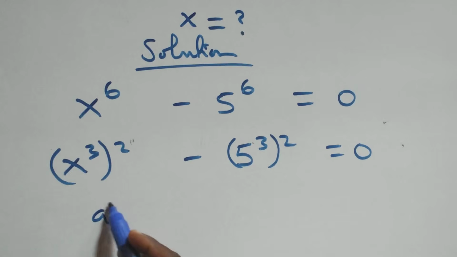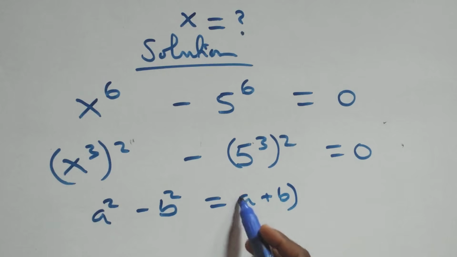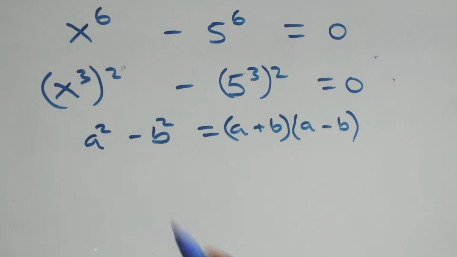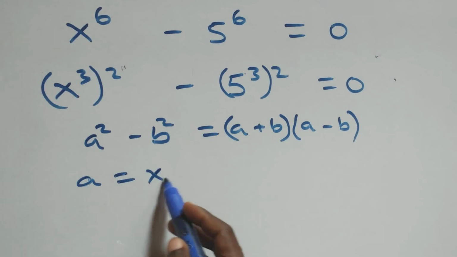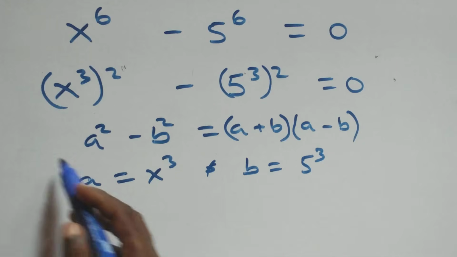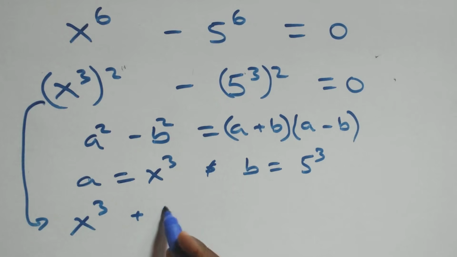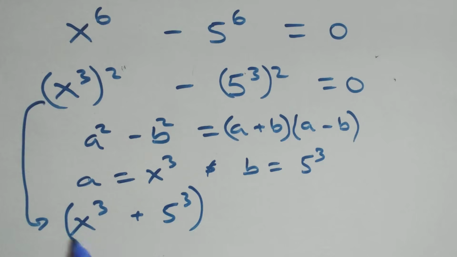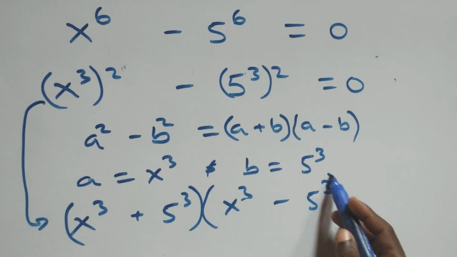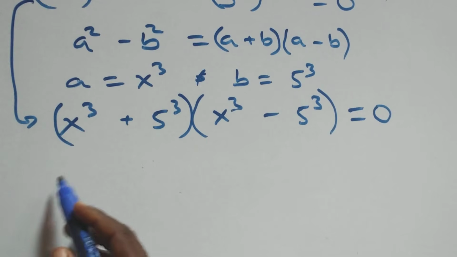This follows when we have a squared minus b squared, which is the same thing as (a plus b) times (a minus b). That is, here a is x raised to power 3 and b is 5 raised to power 3. What we have here becomes (x raised to power 3 plus 5 raised to power 3) times (x raised to power 3 minus 5 raised to power 3) equals 0. Here we have two possible cases.